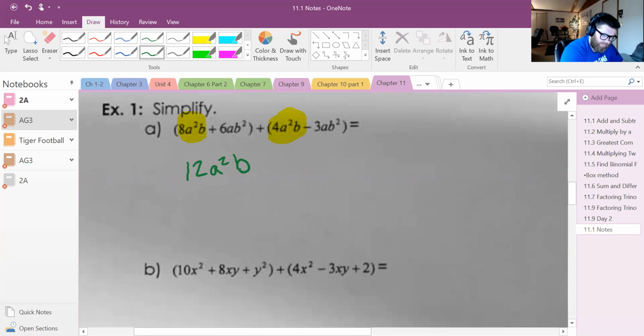The next term is going to be 6AB squared minus 3AB squared. And we get 6 minus 3, which is positive 3AB squared. Done.